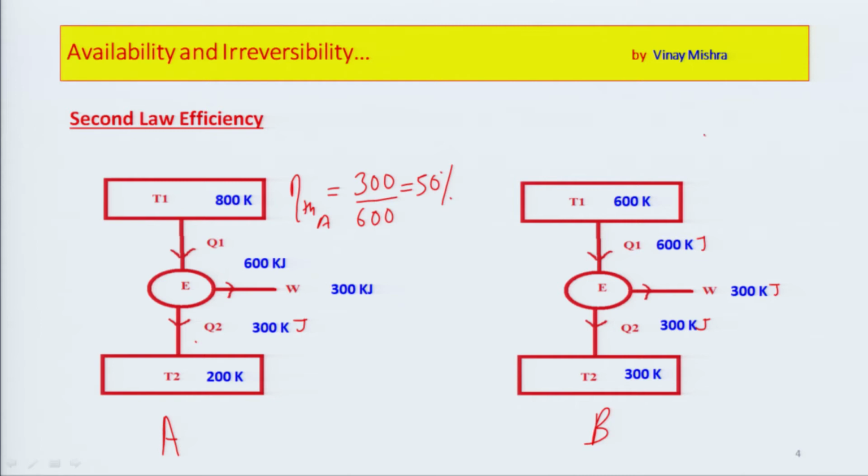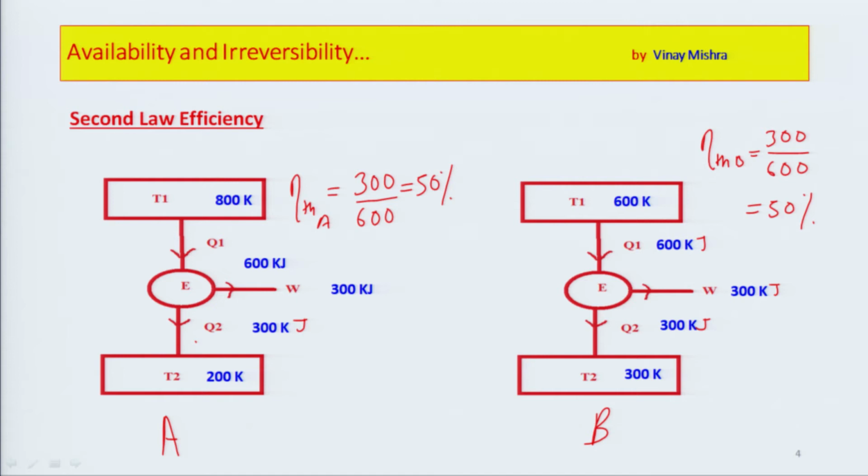we will calculate the thermal efficiency of B, that must be equal to simply 300 divided by 600. The output, what we are getting from the system itself, and the ratio of output to the input, the amount of input we are giving to the system, that is equal to Q1, 600 kilojoule in case of this particular heat engine B. It will come out like 50%.